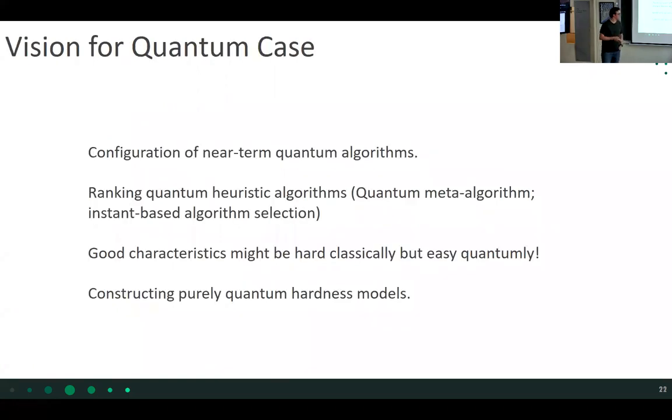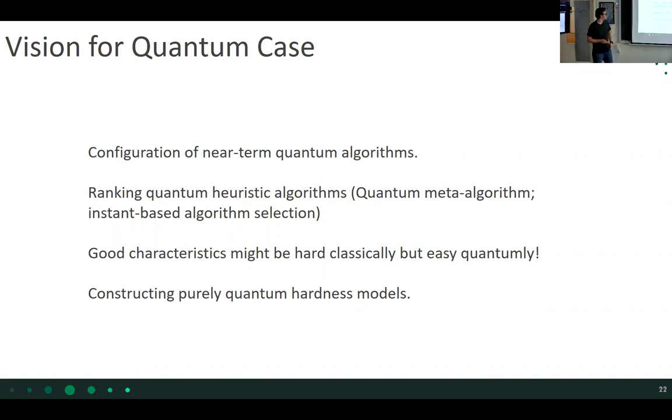So it's just the final minute, and just our vision for the quantum case, which is work currently being done. What we want to do is apply empirical hardness models to configuring near-term algorithms, which are mostly parameterized quantum algorithms. And we will be looking at the parameters that make the algorithm perform well for particular problem distributions. We can also make a quantum meta algorithm that selects the best algorithm among a set of quantum heuristic algorithms for particular problems that we have.